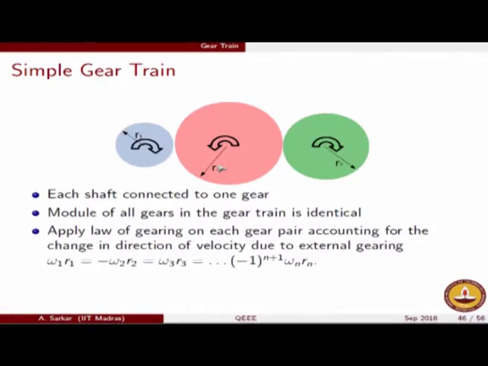So whenever we have an external gearing, we understand that the direction of motion of the output is reversed as compared to the direction of motion of the input. So therefore we will have the rule omega 1 R1 equals minus omega 2 R2. But again omega 2 R2 equals minus omega 3 R3. So therefore omega 1 R1 equals minus omega 2 R2 equals omega 3 R3. So if you now consider 1 to be the input and 3 to be the output, finally you have omega 1 R1 equals omega 3 R3.